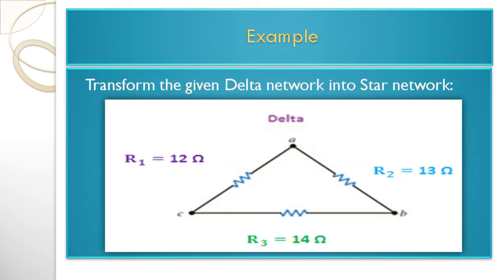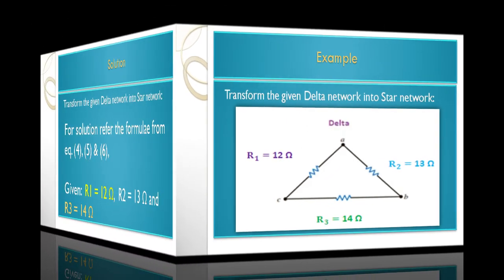Let's solve the example based on delta to star transformation. Example statement: transform the given delta network into star network. See the delta network diagram labeled as A, B, C with values of resistances as resistance R1 is equal to 12 ohm, resistance R2 is equal to 13 ohm and resistance R3 is equal to 14 ohm respectively.